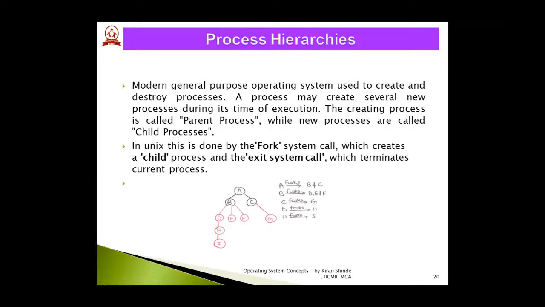Similarly, at the second level, B is the parent process, and it has in turn forked the 3 children processes D, E, F. So this is a simple tree structure diagram with which we can understand the process hierarchy. A is a parent process, B and C are children of A. Similarly, B is a parent here, and D, E, F are the children of process B.